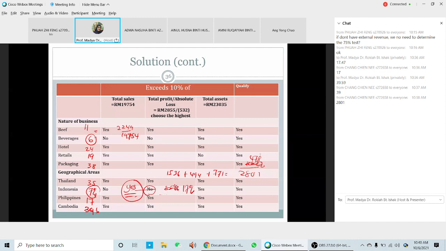Okay. So any questions that you have here? So be careful with this one, total profit. Choose the highest between the two.